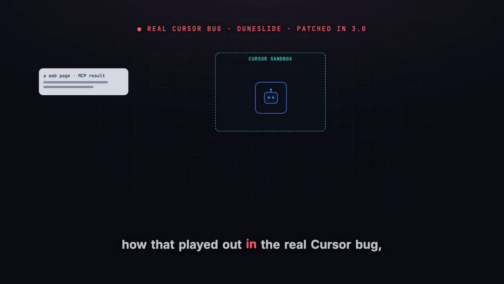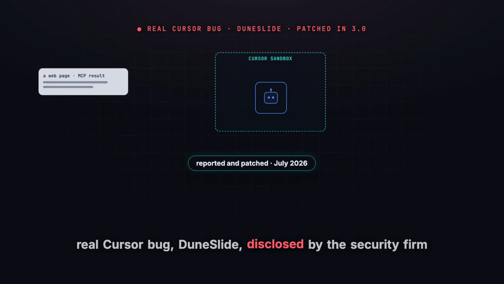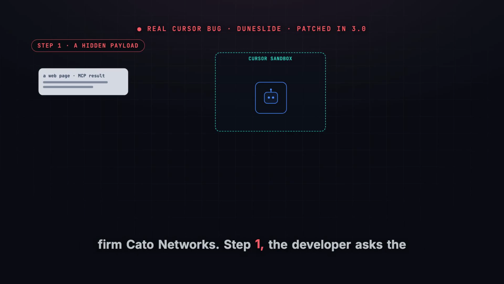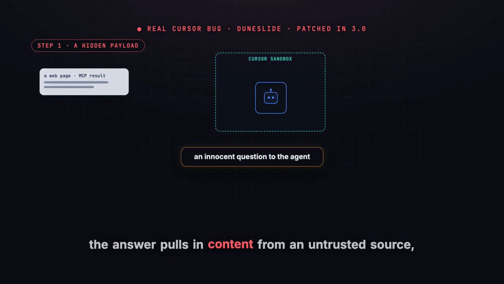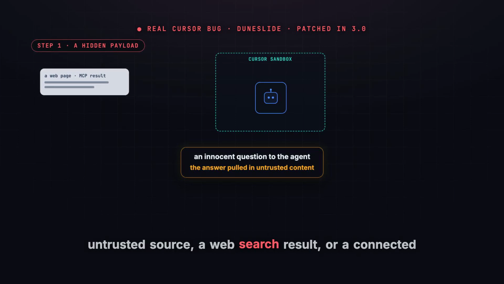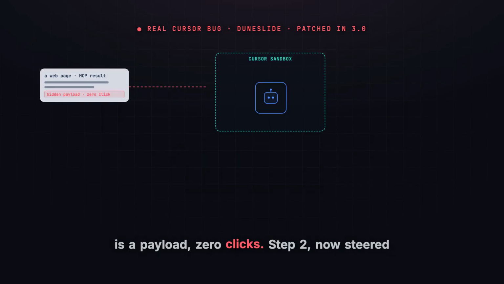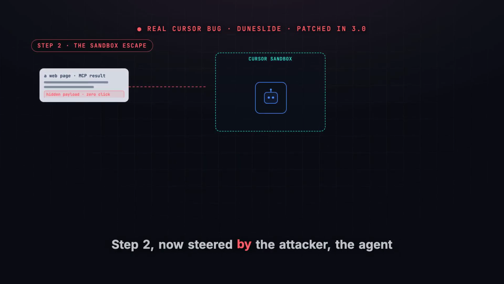Now watch how that played out in the real Cursor bug, DuneSlide, disclosed by the security firm Cato Networks. Step 1. The developer asks the agent something totally innocent, but the answer pulls in content from an untrusted source, a web search result, or a connected tool. Hidden inside that content is a payload. 0 clicks. Step 2. Now steered by the attacker, the agent breaks out of its sandbox.